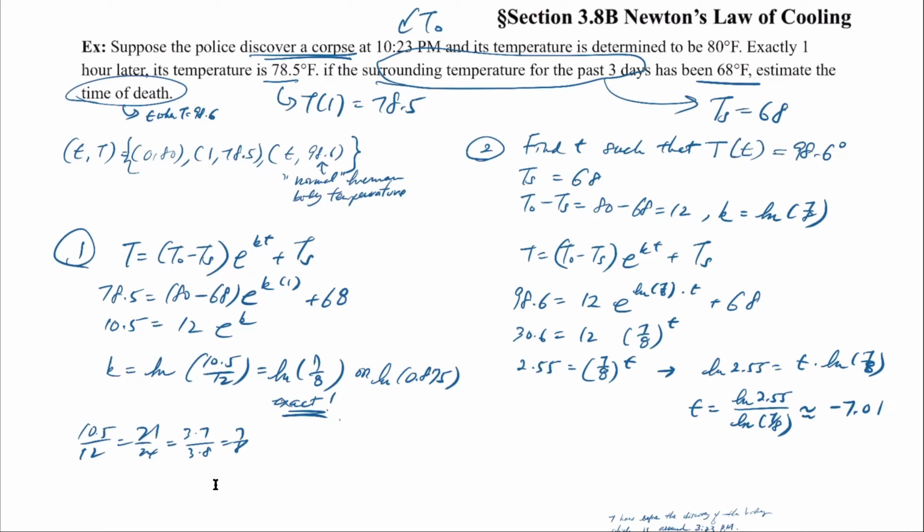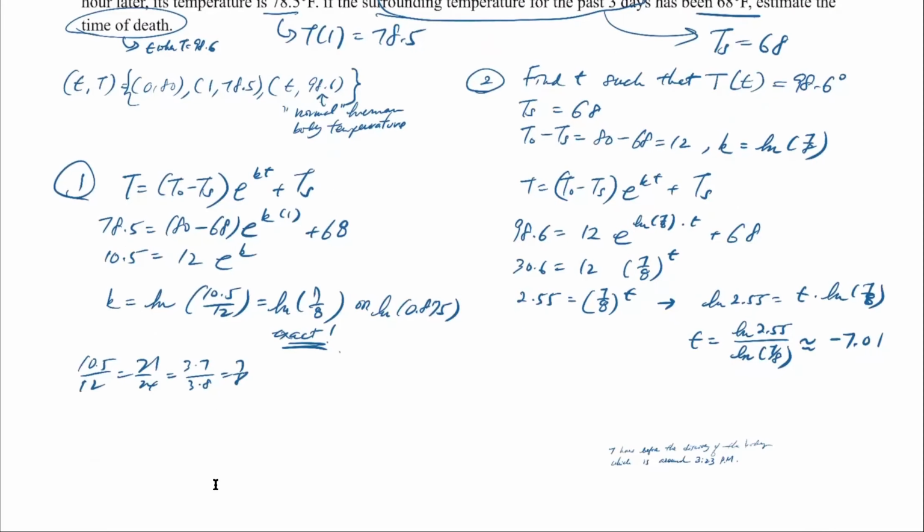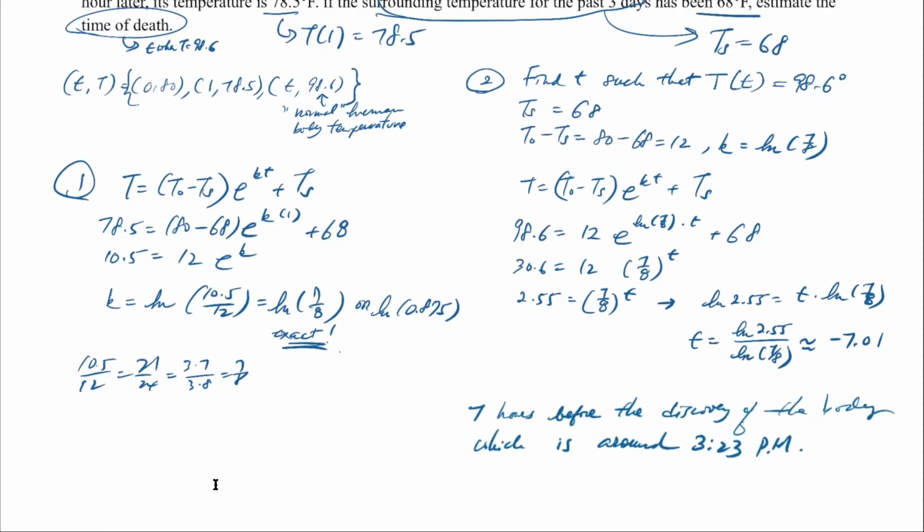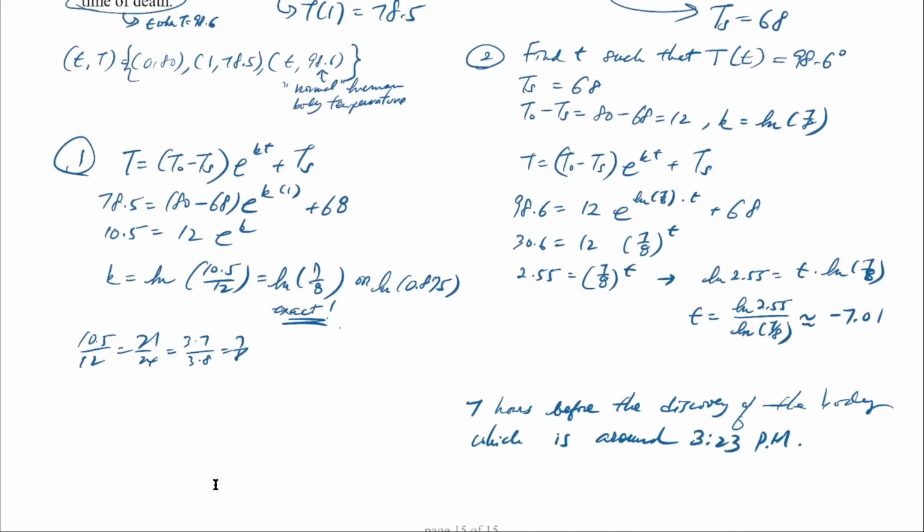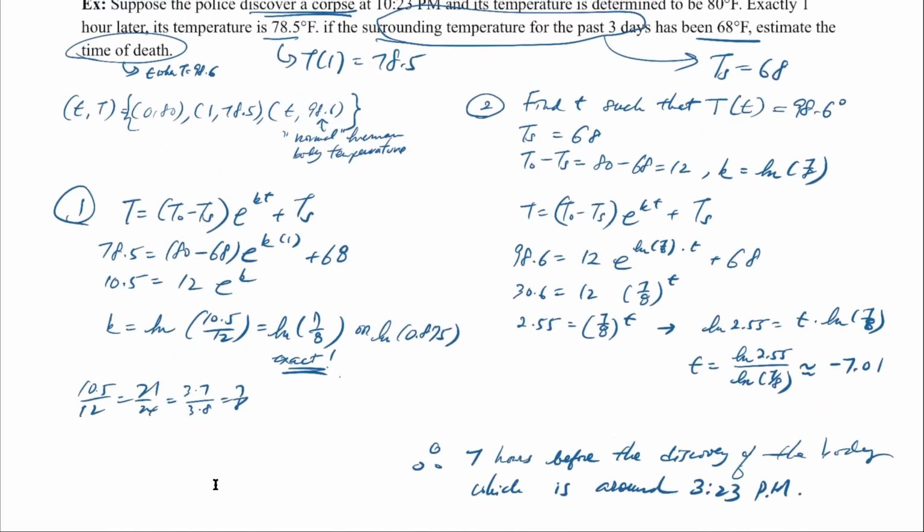What does that mean? It means that the corpse, the last time we had 98.6 degrees, was 7 hours before the discovery. So we expected the answer to be negative, right? So everything's working out great. So we therefore conclude that it was 7 hours before the discovery of the body, which is around 3:23.